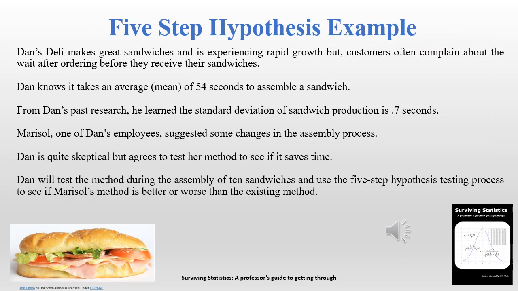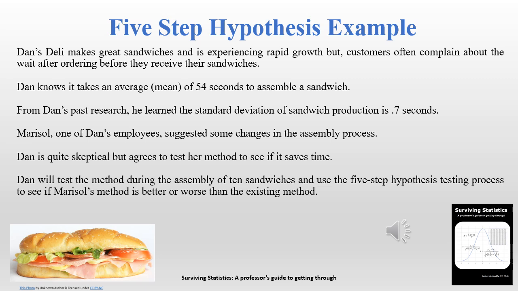All right, let's go ahead and step through a whole example of the 5-step hypothesis testing process. We're going to use Dan's Deli as an example. Dan's Deli makes great sandwiches and he's growing rapidly, but his customers are complaining that it takes too long to get their orders. Dan knows from a lot of research that it takes an average of 54 seconds to assemble a sandwich. Also from his past research, he's learned that the standard deviation of sandwich production is 0.7 seconds.